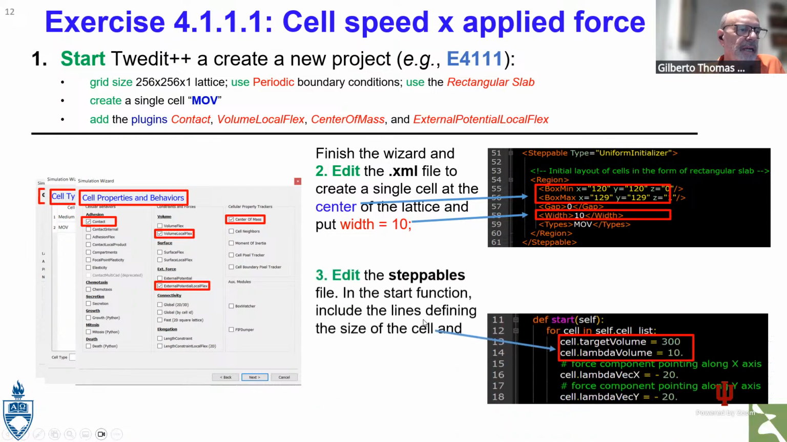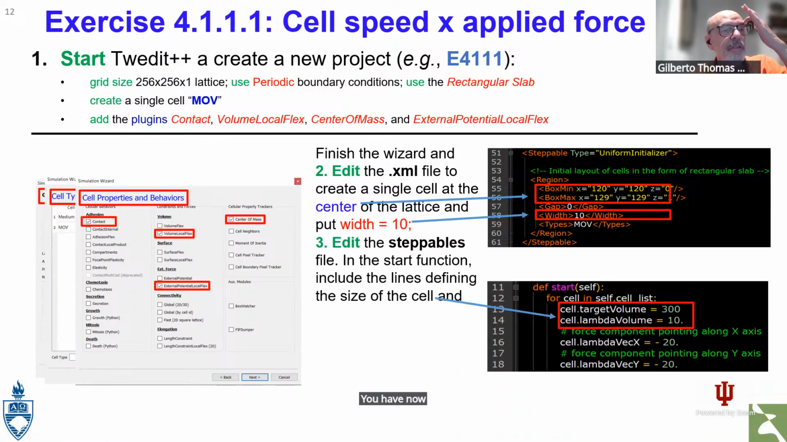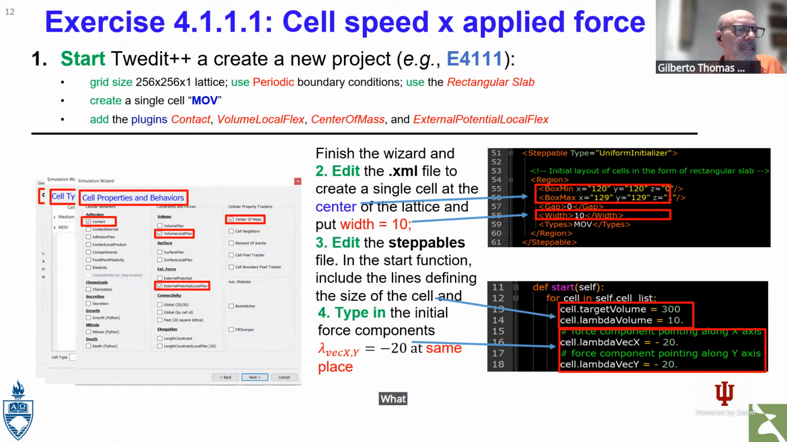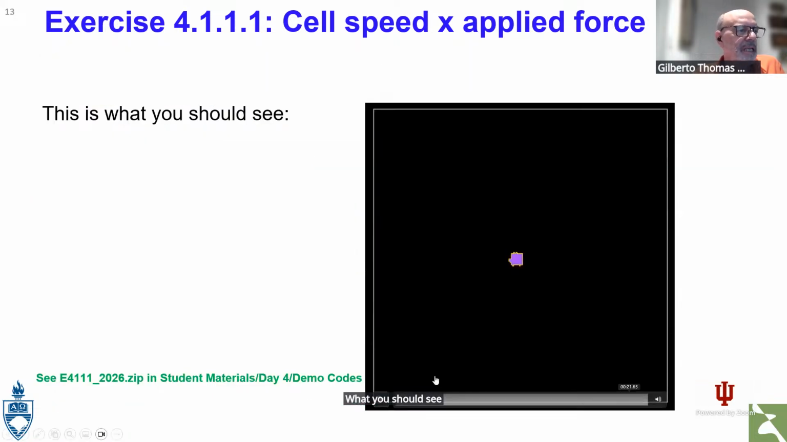Advancing, you now have to include, because this doesn't come with the wizard, in the steppable, in the start function, we change the target volume for the cell to 300, the lambda volume to 10, and we set the components of the force vector, X and Y, to 20. What you should see? You should see something like that.